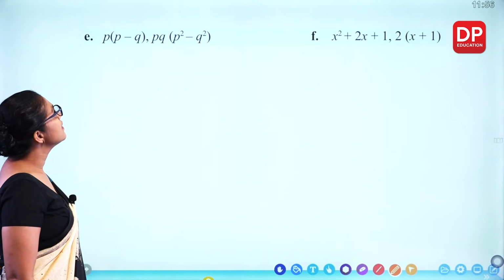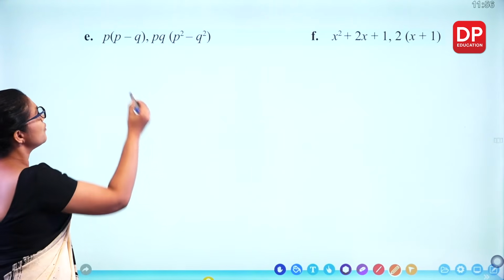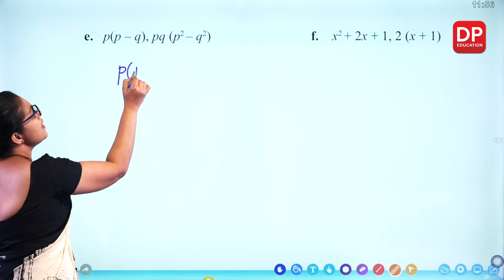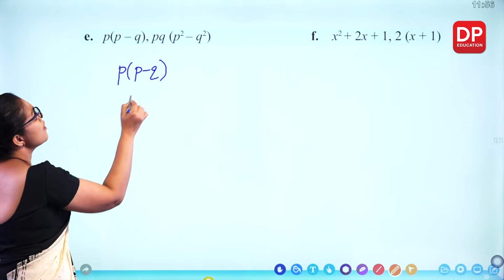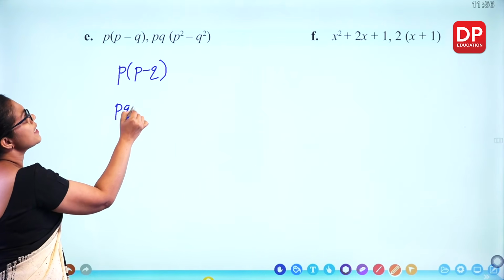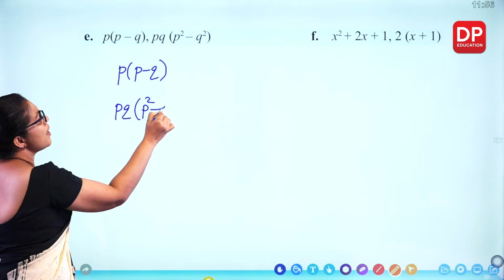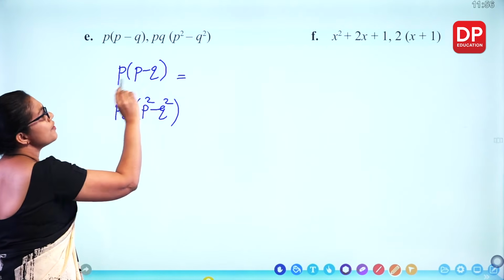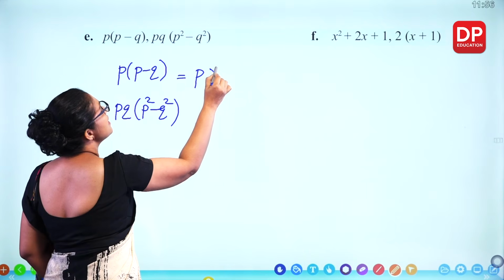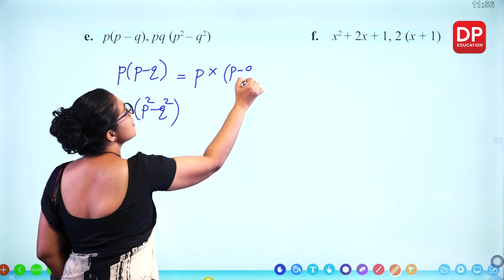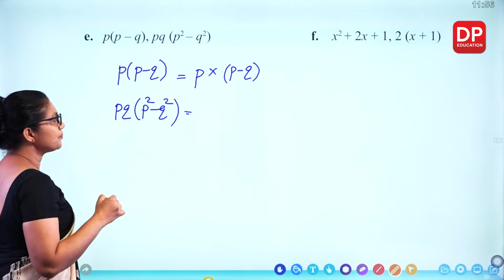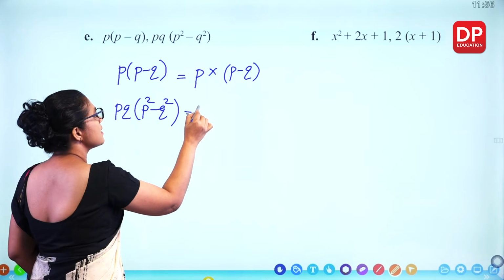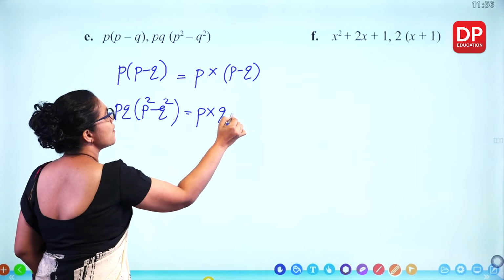Now we'll look at this one. What are the two expressions? One is p into p minus q. The other one is pq into p squared minus q squared. So already factorized, p times p minus q. This one you need to factorize. So here p times q.